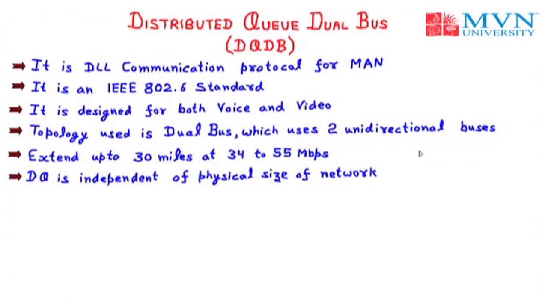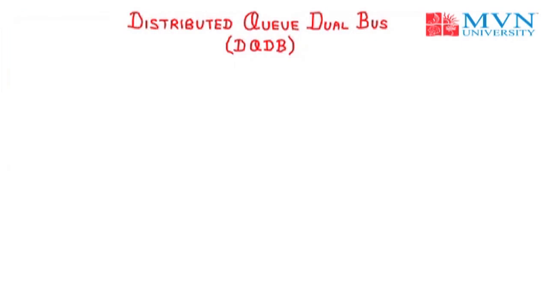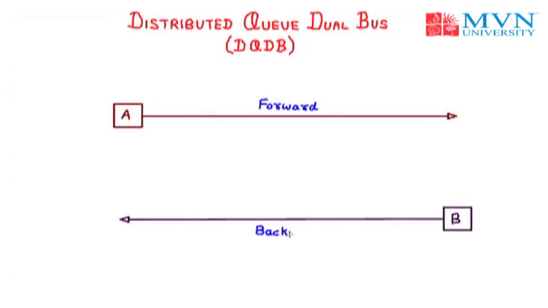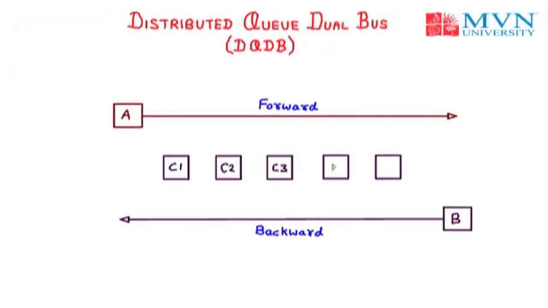Now to understand the DQDB, let us take the example of a diagram. Let us suppose we have a bus A that works only in the forward direction. And suppose we have one more bus, bus B, which works only in the backward direction. Now let us suppose we have 5 systems in sequence between these two buses A and B. We start with system number 1 and name it C1. Similarly, we have 4 more systems with the names C2, C3, C4 and C5.